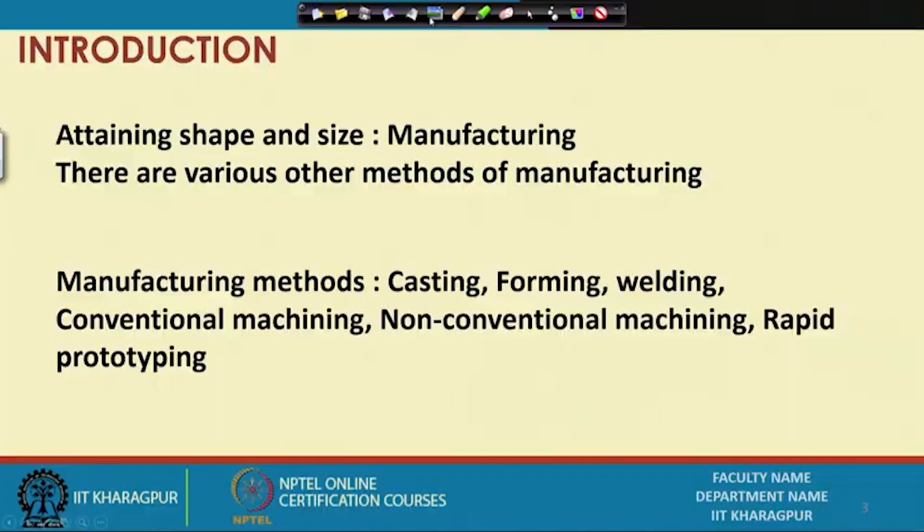Next, this part we have already discussed, the overview of casting, forming, welding. Conventional machining we are going to discuss, that is actually our topic, and non-conventional machining, let me give you a quick idea about some of the processes. Non-conventional machining, say I will start with laser. I need to make a very narrow hole here.